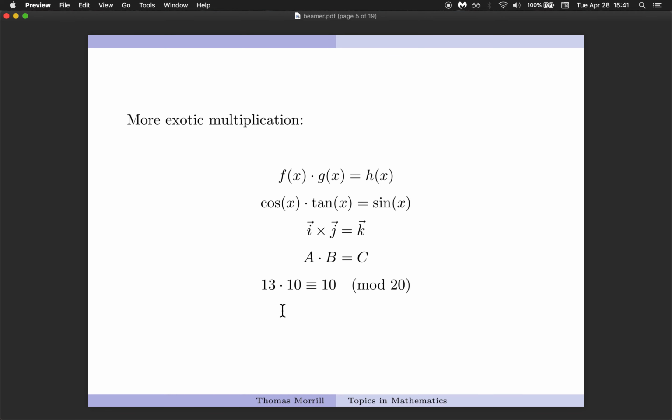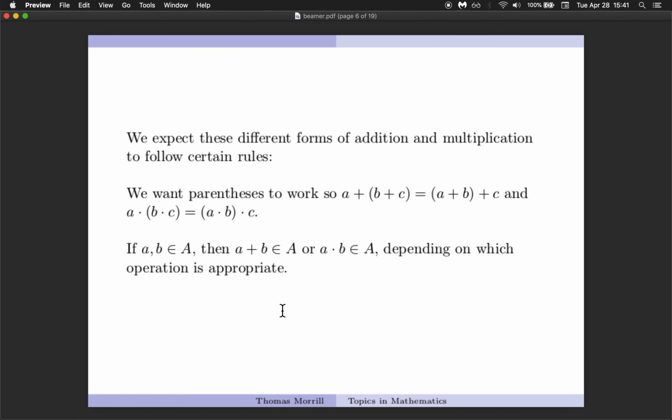So the idea for group theory is that these formulas, even though they are different mathematical objects being operated on, and there's different symbols for the addition and the multiplication, these are all following certain base rules that we want for working in algebraic systems.